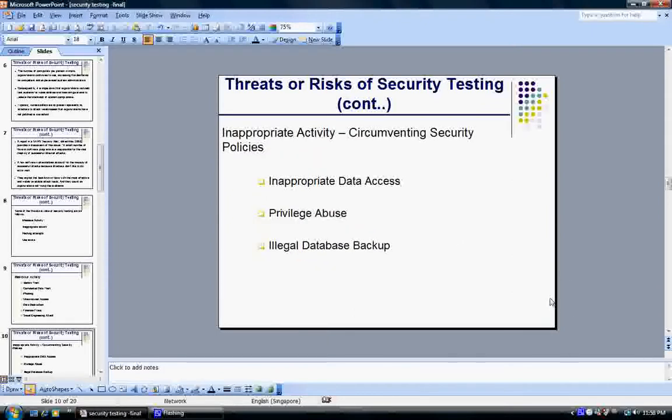Moving on to the next one, inappropriate activity. It could be inappropriate database access, illegal database backup, or circumventing security policies. These all come under inappropriate activities.